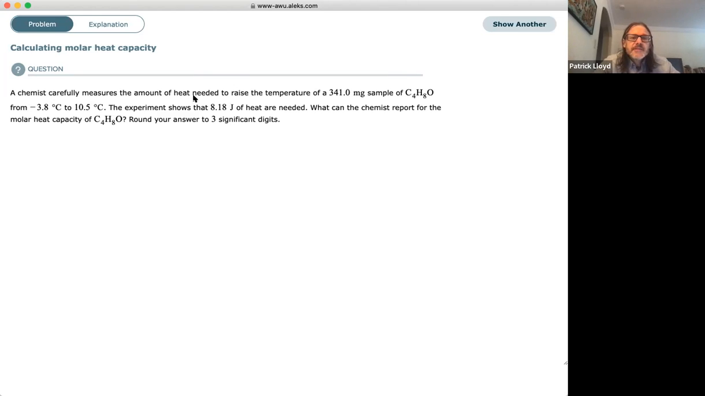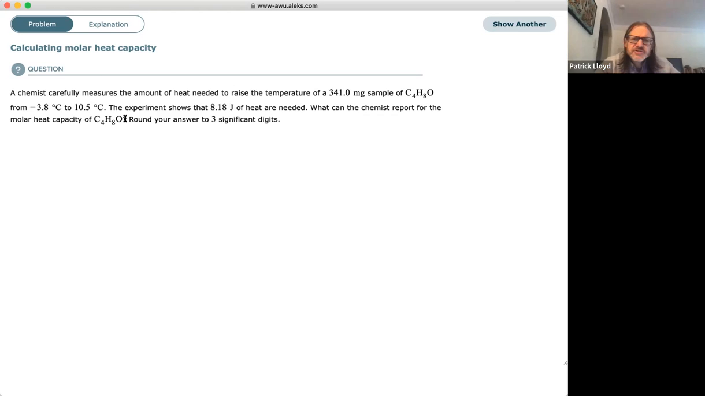A chemist carefully measures the amount of heat needed to raise the temperature of a 341.0 milligrams sample of C4H8O. Notice how they give you the chemical formula here. That's so that you can calculate the molar mass. From minus 3.8 degrees Celsius all the way up to 10.5. So that's a delta T of about 14.3 degrees Celsius. And it's positive, right? We got hotter. The experiment shows that 8.18 joules of heat are needed. That's your Q value. What can the chemist report for the molar heat capacity?